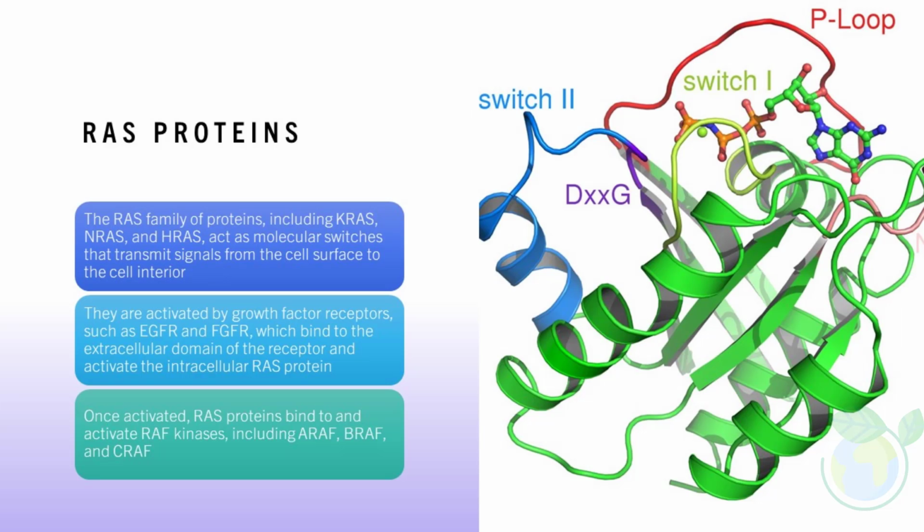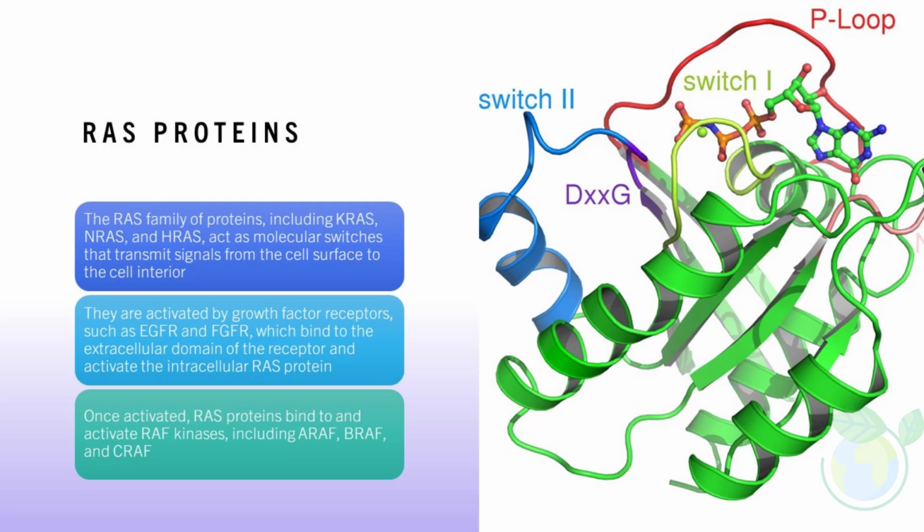RAS proteins. The RAS family of proteins, including KRAS, NRAS, and HRAS, act as molecular switches that transmit signals from the cell surface to the cell interior. They are activated by growth factor receptors, such as EGFR and FGFR, which bind to the extracellular domain of the receptor and activate the intracellular RAS protein.